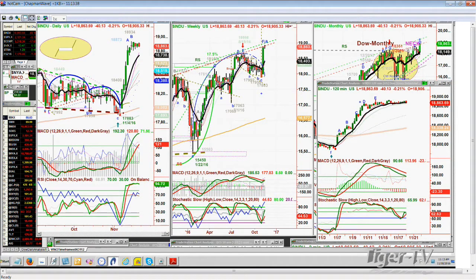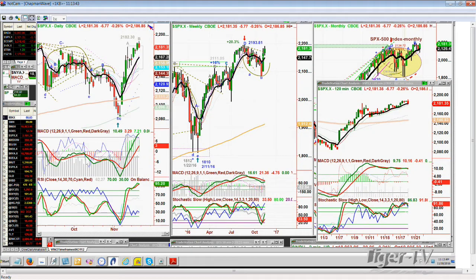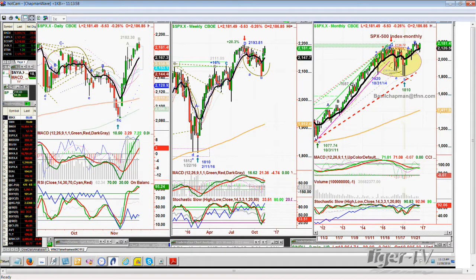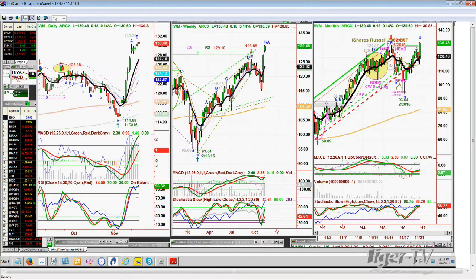S&P, SPX.X. The S&P is in leg B, made a high of 21. What was the high today? 2189. It needs 2193.82 to go to a leg E/A in the weekly and a leg C in the monthly. It hasn't done that yet. Let's go to the IWM. I actually sat in for Tom, Tommy, and Daryl in the last show, and I'll be doing Tom's show at 4 o'clock this afternoon.